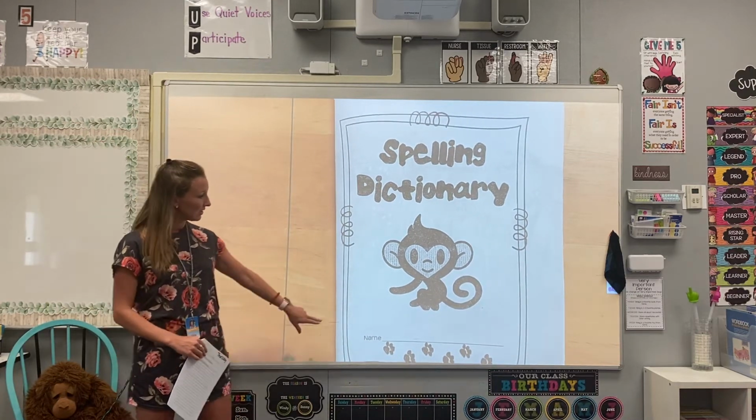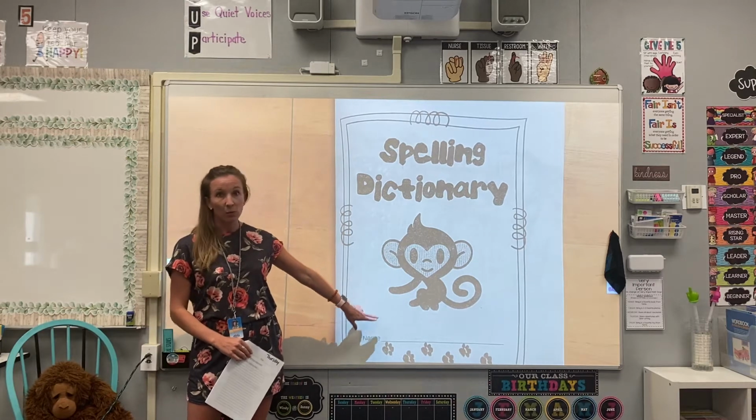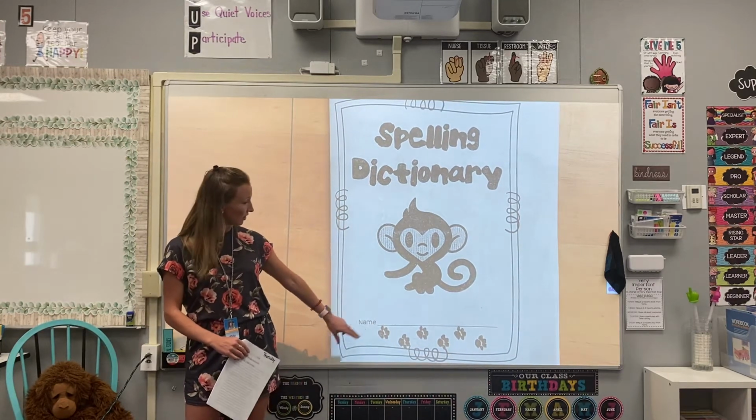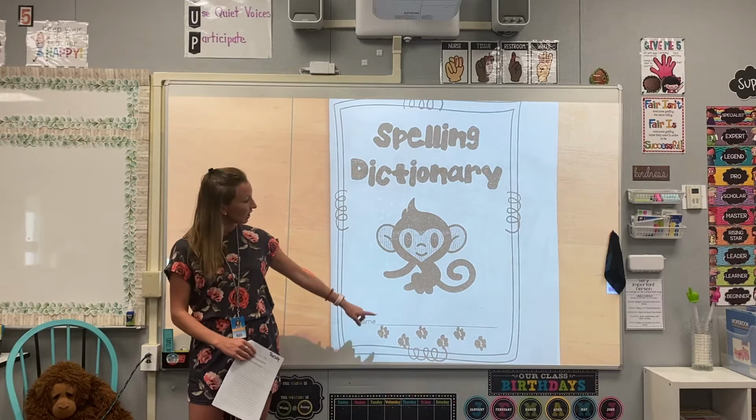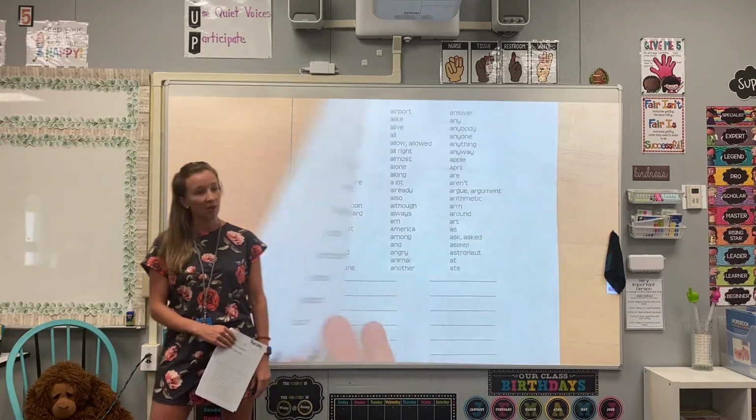There is a space at the bottom for your name on it. That is really important so your little sister doesn't steal it and your dad doesn't try to take it with him to work. So get your name on there so that you can keep it for yourself.